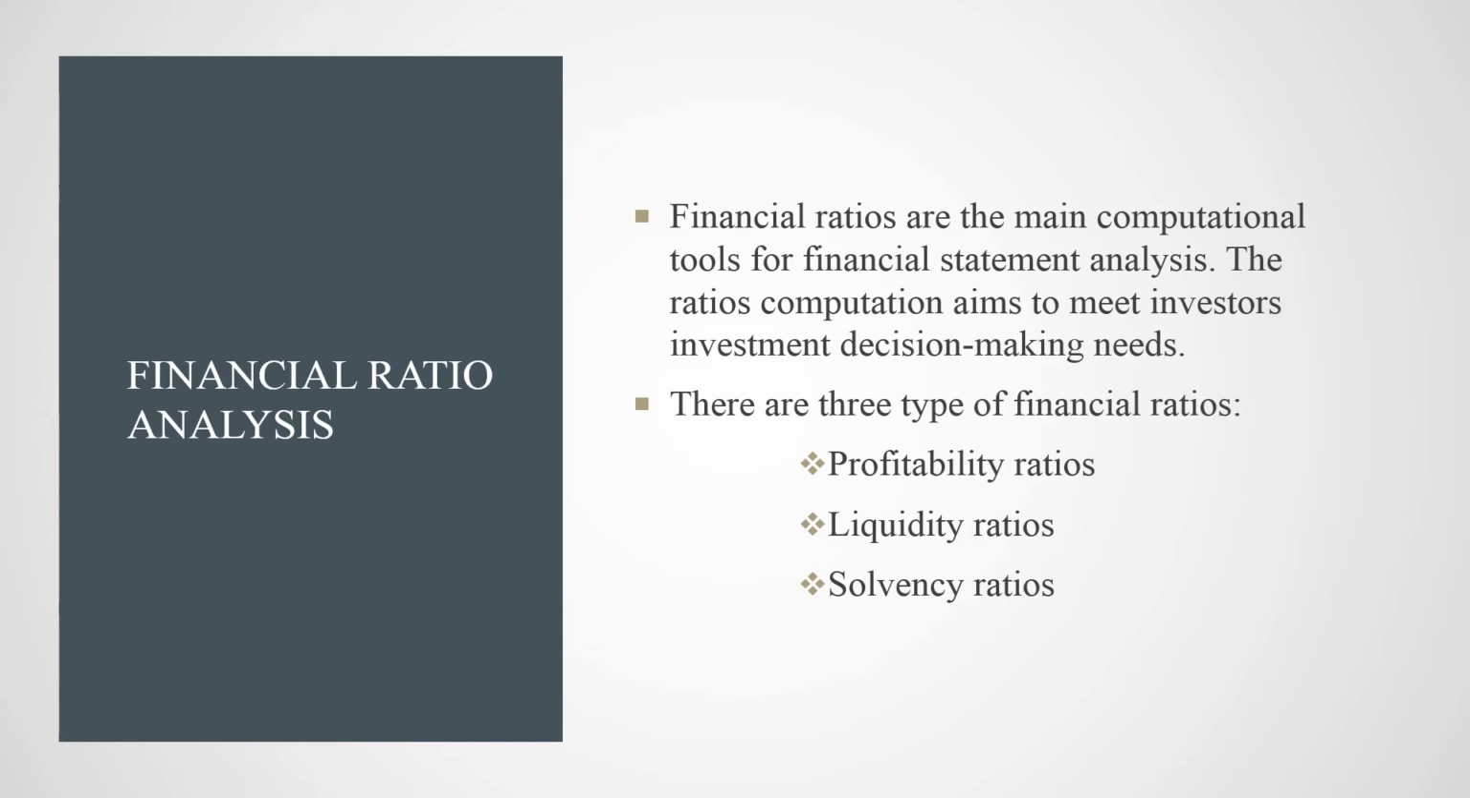Profitability ratios measure the profit or operating performance of the entity over a given period. Liquidity ratios measure the short-term ability of the entity to settle its due obligations and meet unexpected cash settlements. Solvency ratios measure the ability of an entity to stay together as a going concern over its business life.